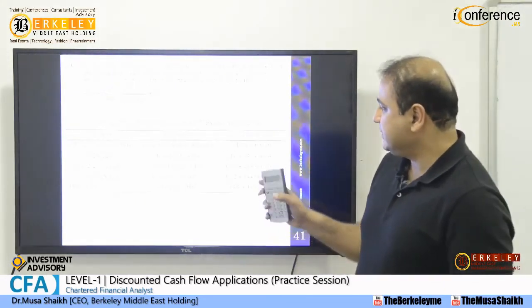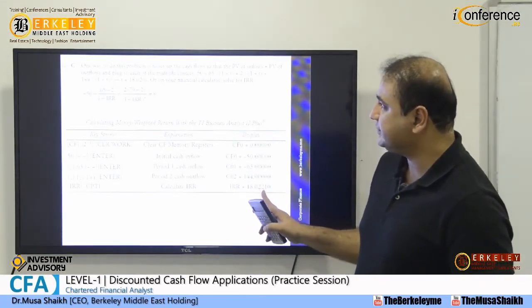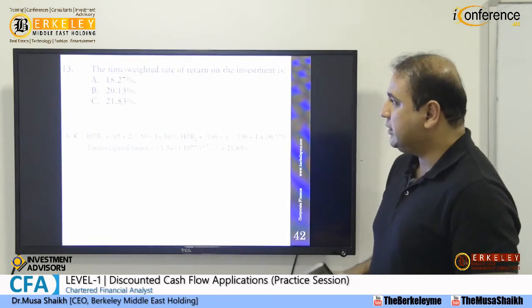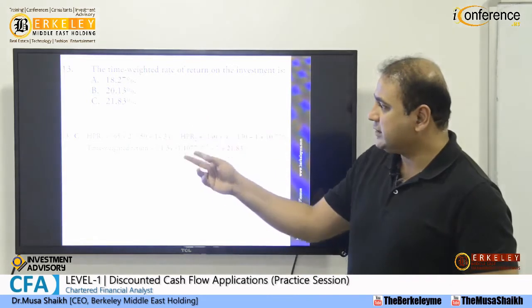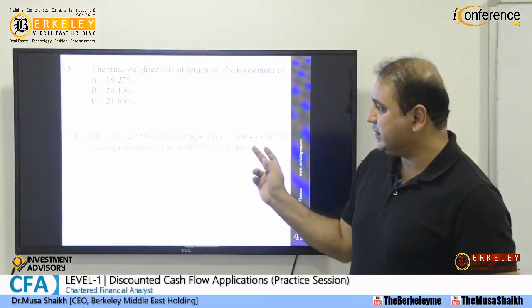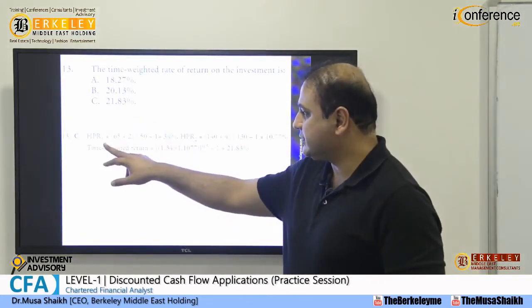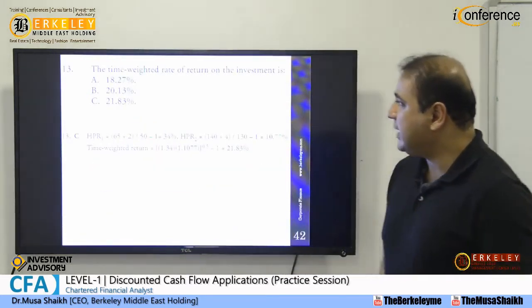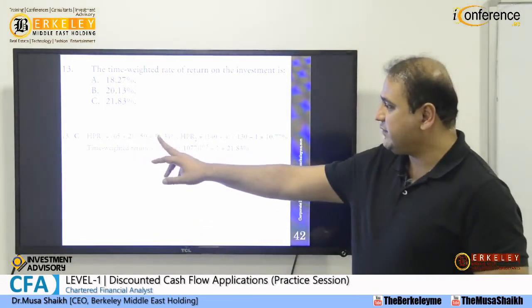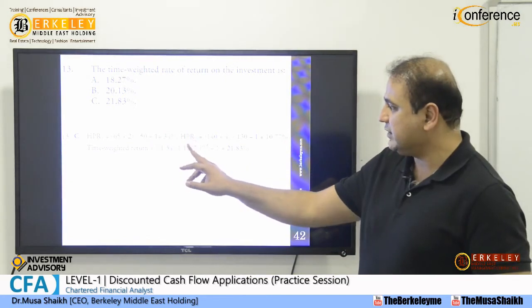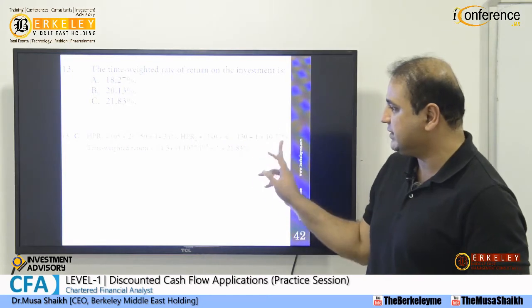So if we enter this information, we'll get IRR, that is 18.02. Now, what is the time weighted rate of return on investment? If you put it in the formula, C is the right answer, because the HPR is (65 plus 2) divided by 50 minus 1, which is 34%, and for the other it is (140 plus 4) divided by 130 minus 1, that is 10%.